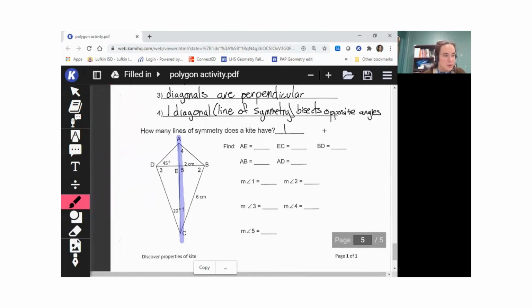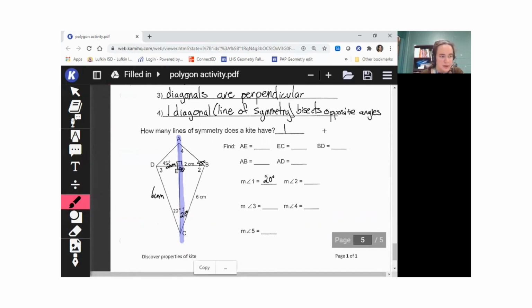So this 45 would be over here. And this length would be 2 centimeters. This 6 centimeters would be over here. And this 20 degrees would be over here. So angle 1 is 20 degrees. DC is 6 centimeters. DE is 2 centimeters. Okay, and remember I said put your right angles at your center.